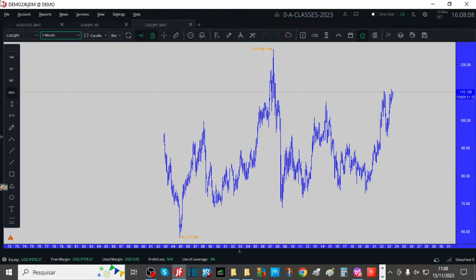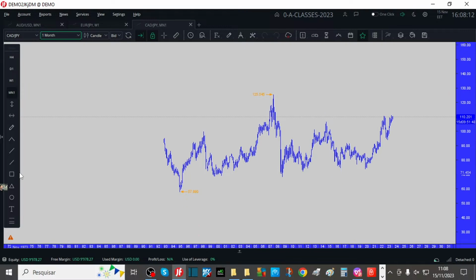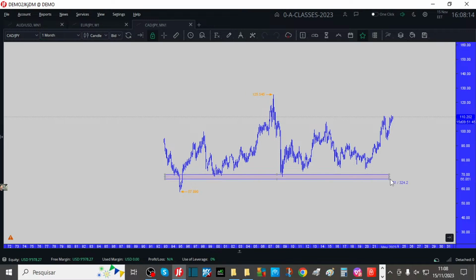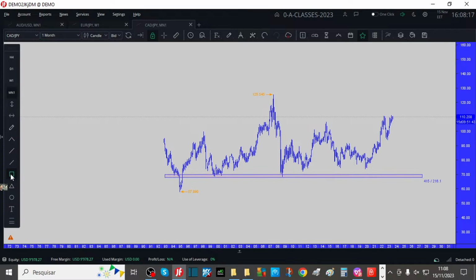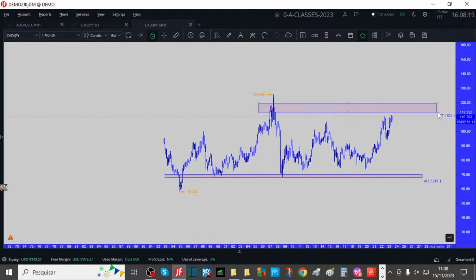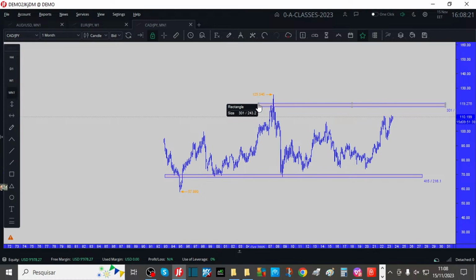Yes, sir. All right. Okay, everybody. Now this is the Canada JPY monthly chart first, and somewhere in here is the lower band. Somewhere up in here, there is no right or wrong, this would be the upper band.